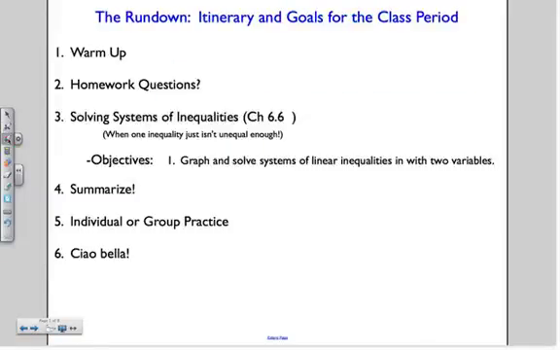All right, chickens. We are checking out Chapter 6.6, Systems of Inequalities. Man, one inequality just wasn't unequal enough.